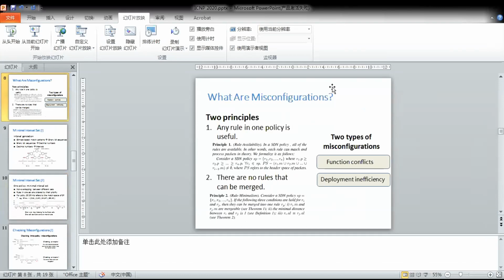Okay, so I just want to clarify the second point. When you say there are no rules that can be merged, do you mean to say there are no rules that cannot be merged? Yes, it means that in your policies, if two rules can be merged into one rule, we say it will violate the second principle. Okay, I'm still a little unclear. Do you mean that you can merge all rules?